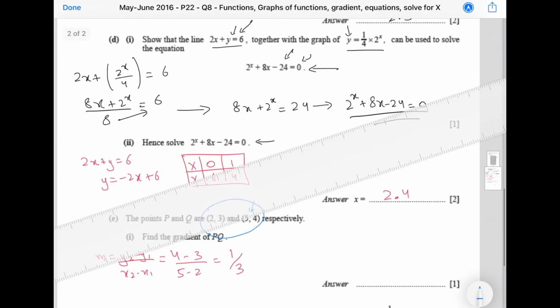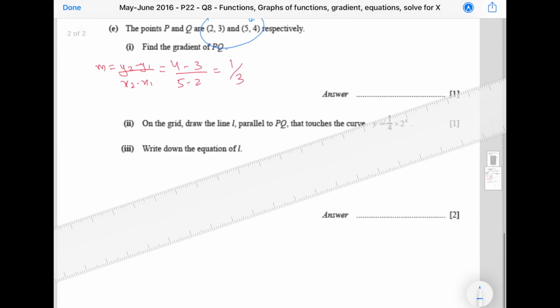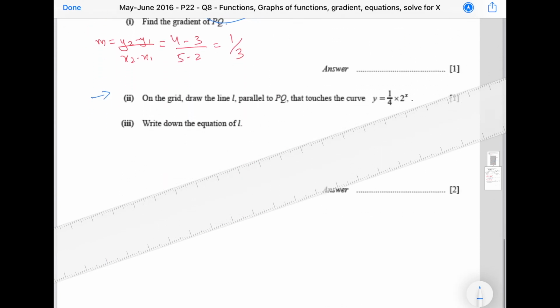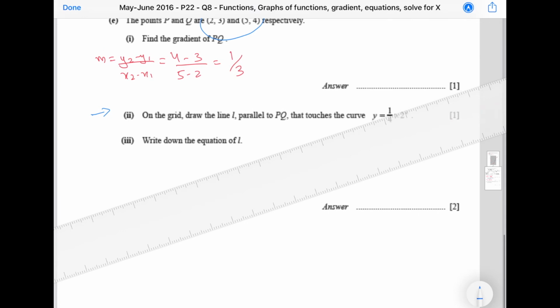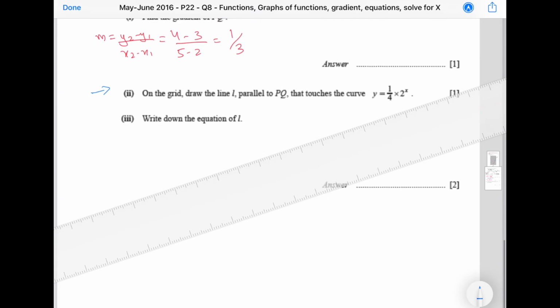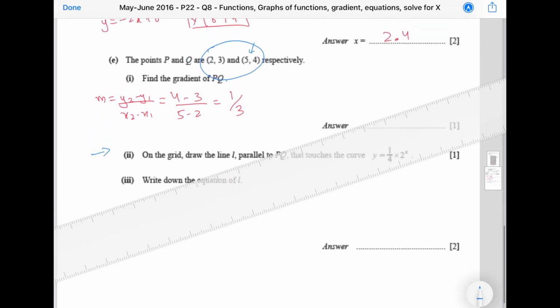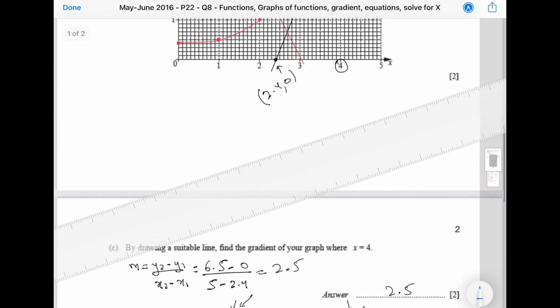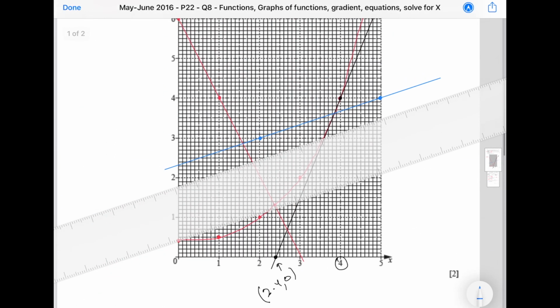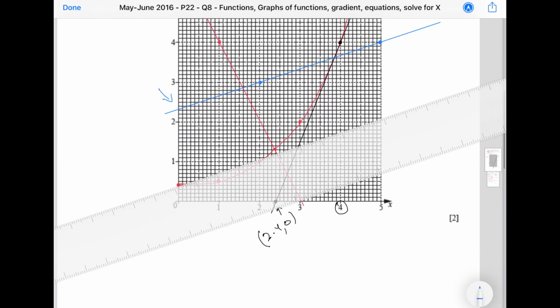Let's read the question. I'm not going to erase the scale. On the grid, draw the line L parallel to PQ that touches the curve y equal to 1 over 4 plus 2 to the power of x. What they mean is that the line that we just drew, this blue line, we need to draw a line parallel to this using a ruler and just our imagination. That would be a tangent to the curve.